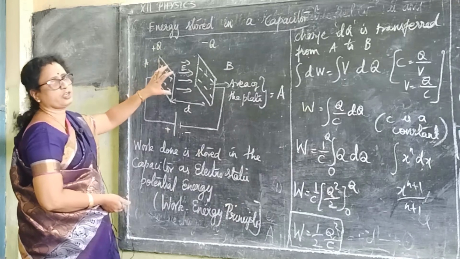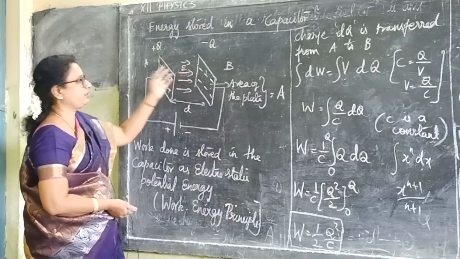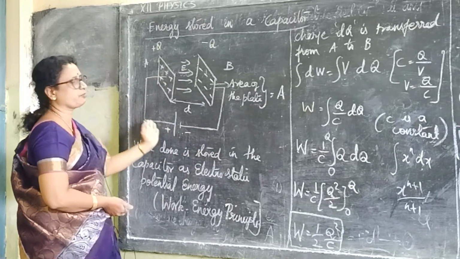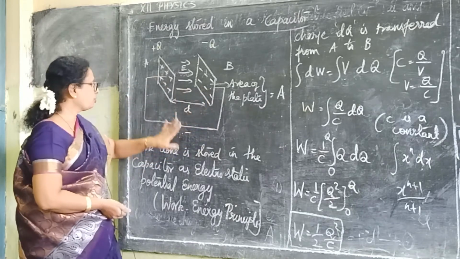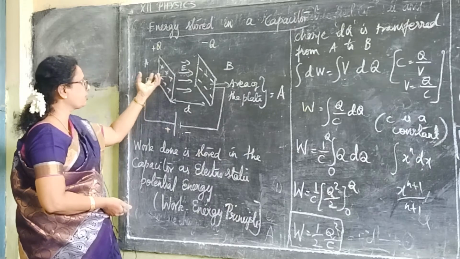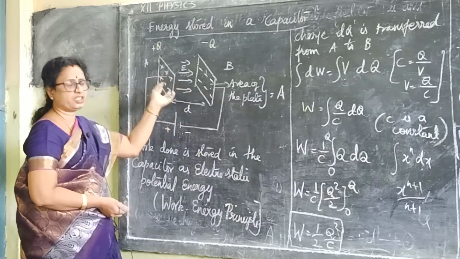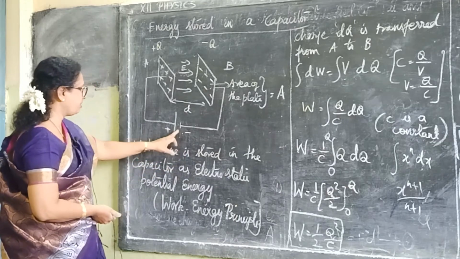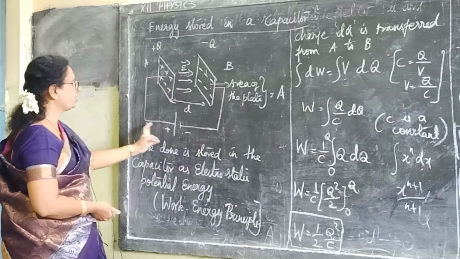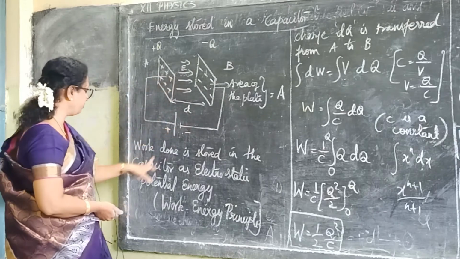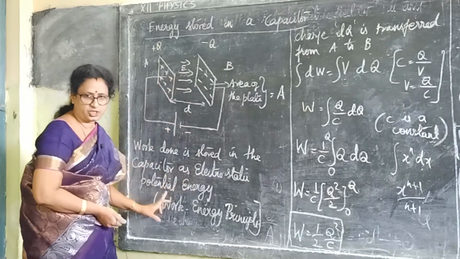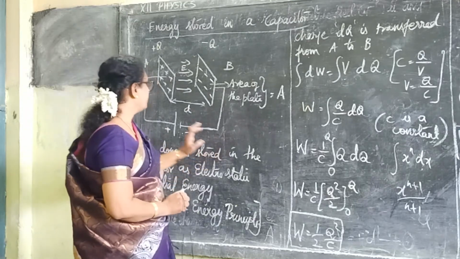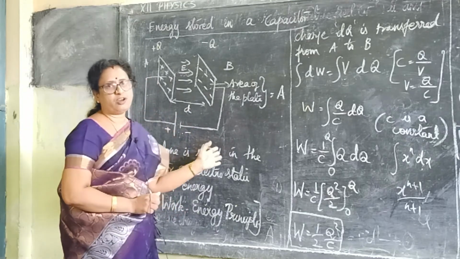A capacitor, we all know, consists of two parallel plates A and B. When you connect it to the external battery, what will happen? Electrons will be transferred from one plate to another plate. This transferring of electrons from one plate to another is done by the external battery. So the work done by the battery in moving the electrons from one plate to another will be stored as electrostatic potential energy according to the work energy principle. So we are going to derive the expression for this work done.